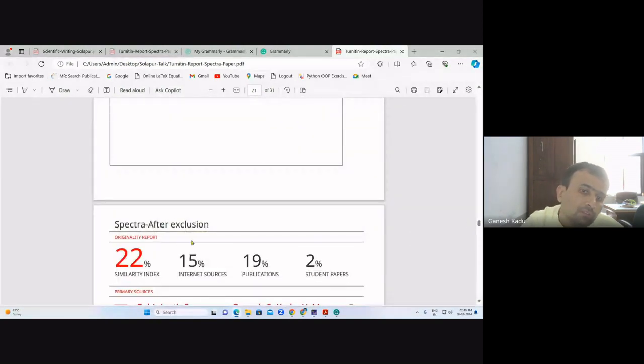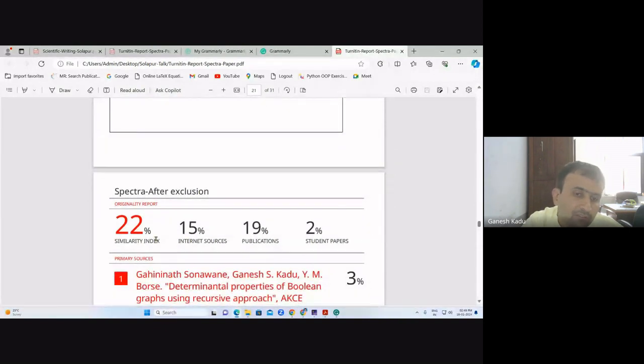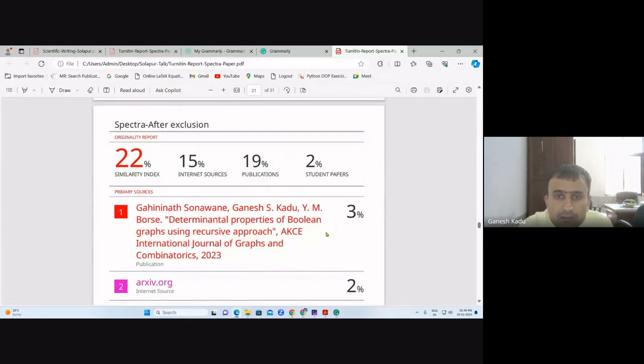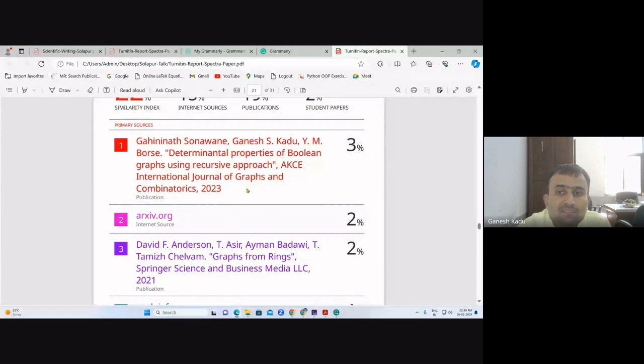So it is showing a 22% similarity index. 15% is from internet sources, 19% is from publications, 2% from student papers and so on. So this classification is given here, and then the paper-wise similarity is given. One of our papers, for example, the AKC International Journal of Graphs and Combinatorics, is showing that this particular paper has 3% similarity.